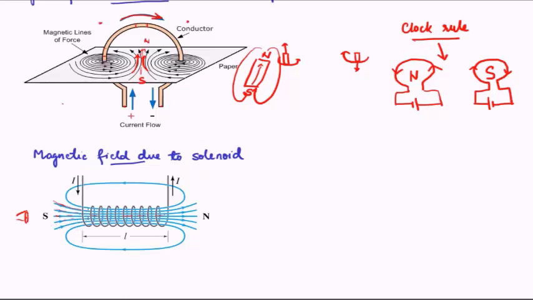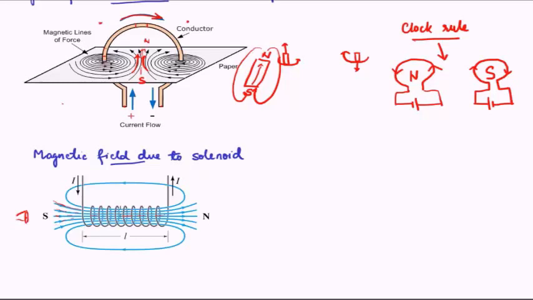Fine. And to close the circuit, or to close the magnetic loop, basically inside the solenoid, the magnetic lines go from south to north, and outside it is from north to south, thereby completing the magnetic lines. Always remember that the magnetic lines cannot break in the middle. It has to complete itself. Fine. So this is the basic structure of the magnetic field due to a solenoid.